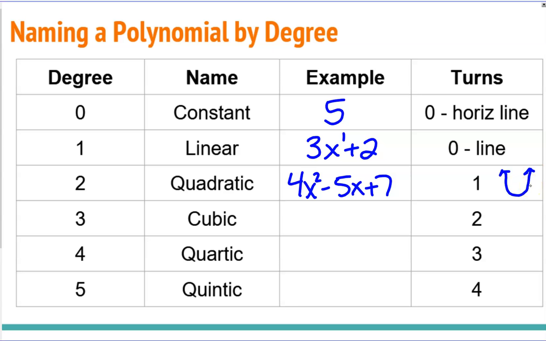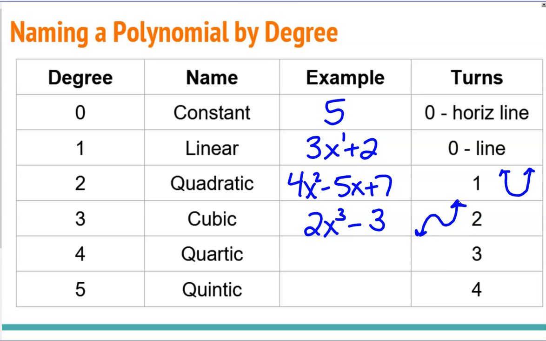All right, a cubic function is a polynomial with the degree of 3. That would be something like, already used 4, let's say 2x cubed minus, I don't know, 3. That would be a cubic function because my highest degree is 3. And cubic functions have 2 turns. They look something like this.